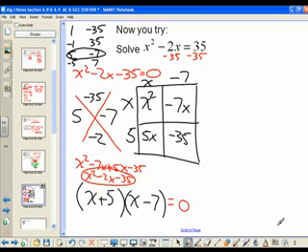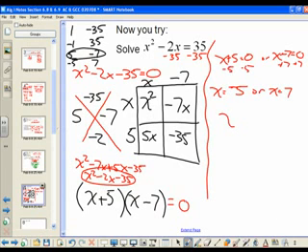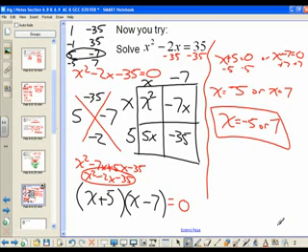Now, once I have this, I can do my other steps that I did before, right? I'm going to have x plus 5 equals 0, or x minus 7 equals 0. I subtract a 5 from both sides. I get x equals negative 5. Or, add a 7, x equals positive 7. So my final answer, x equals negative 5 or positive 7.